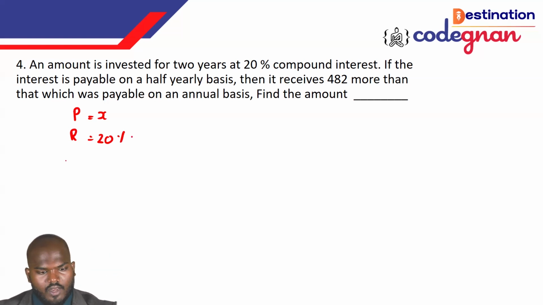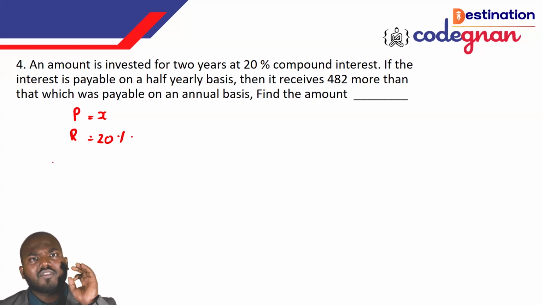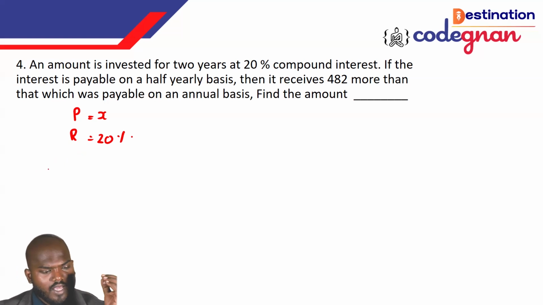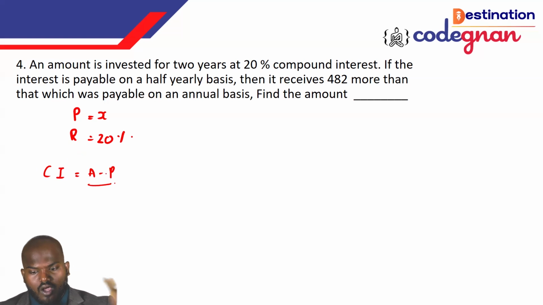Here they have given in this one. So the compound interest formula, what is the compound interest formula? We know the amount formula with respect to compound, but we need to know the compound interest formula. We can say that C is equal to A minus P. That is the compound interest formula.